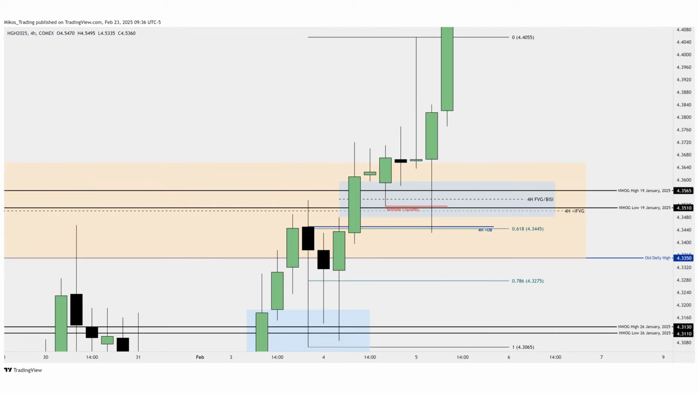Price trades lower below an old low into the 4-hour bullish order block, closing in the 4-hour fair value gap, as well as trading into the optimal trade entry levels. For additional confidence, there is the 4-hour inversion fair value gap, as well as the new week opening gap.